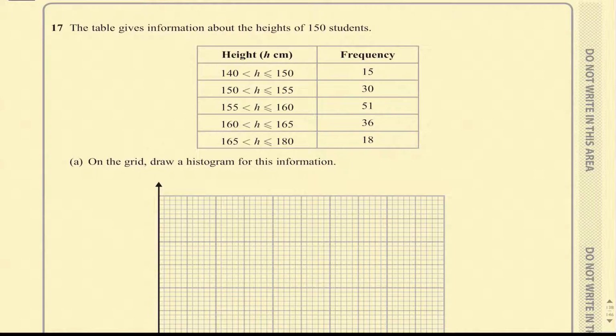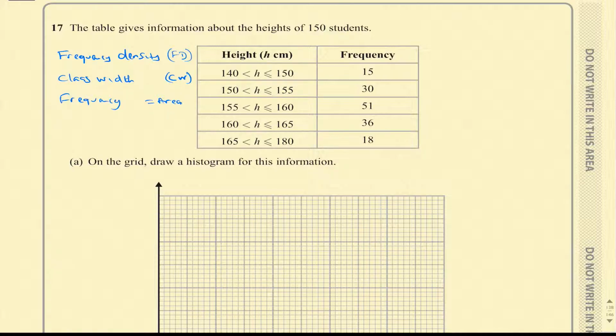Right, question 17. We need to find a histogram from the data given. We've got our continuous data, which is the height. In order to plot a histogram, we need to find the frequency density, FD. We also need to calculate our class width, CW, and obviously we need our frequency, which is the area.